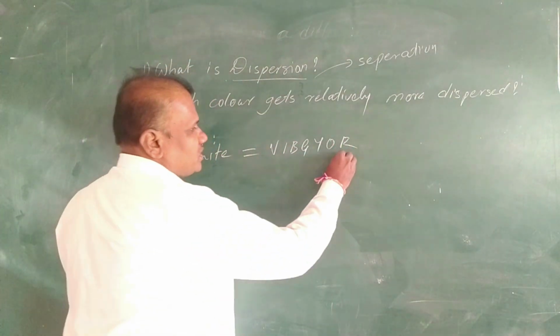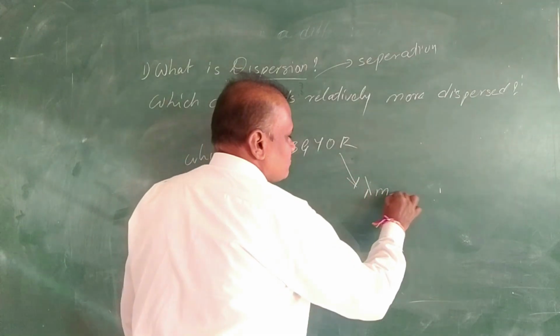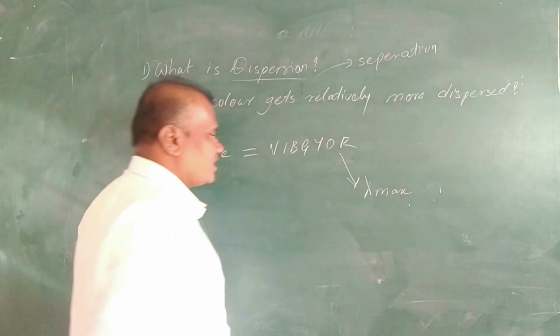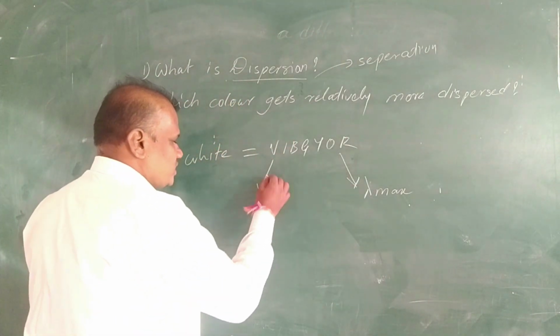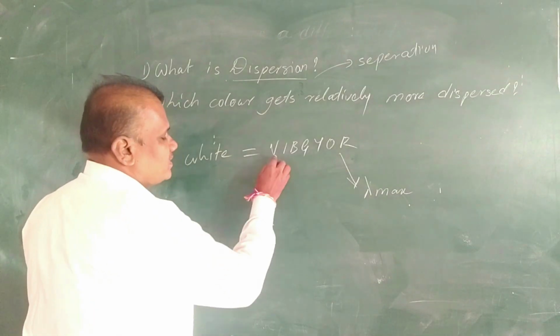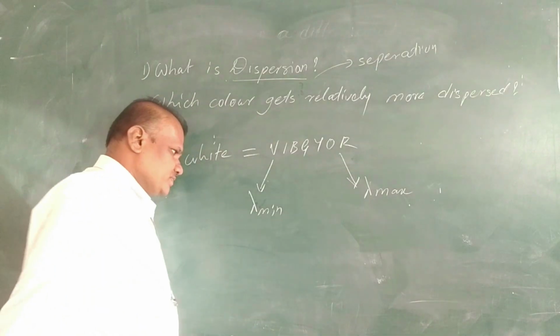The red color is going to have the maximum wavelength. The wavelength of red color is maximum when compared with the violet color, and the wavelength of violet color is minimum.